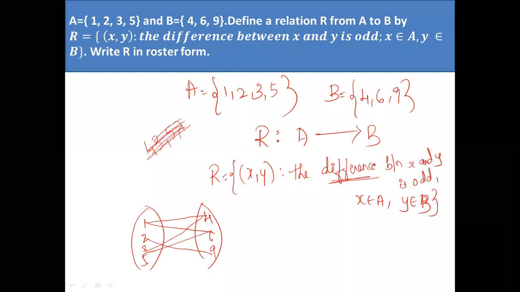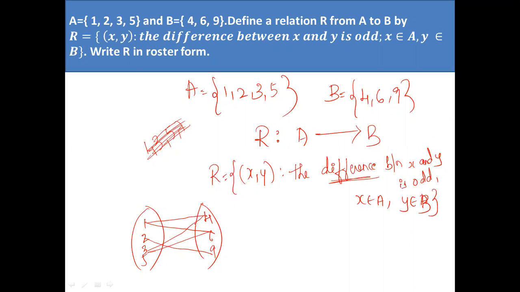Okay, now coming to 5. 5 minus 4. What is 5 minus 4? Quickly students, quickly. We are running out of time. Okay, 5 minus 4 is 1. You can include. 5 minus 6 is minus 1. Odd number, you can include. 5 minus 9 is minus 4, which is an even number, so you cannot include.